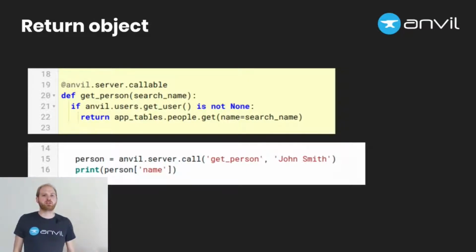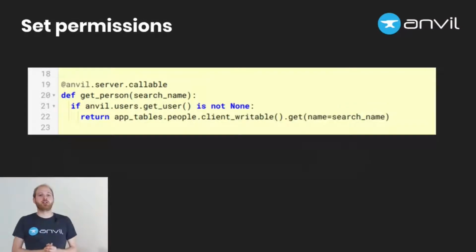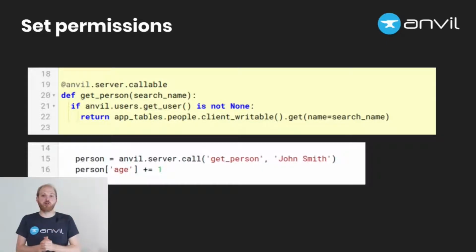All right, that's a good start. We can do some more exciting things. We can change permissions. So here, it's the same get_person function, but this time we take a client-writable view of the people table and search that instead. And what that means is that the row that comes back has client-writable permissions set. And with that capability, we can perform updates on that database row.